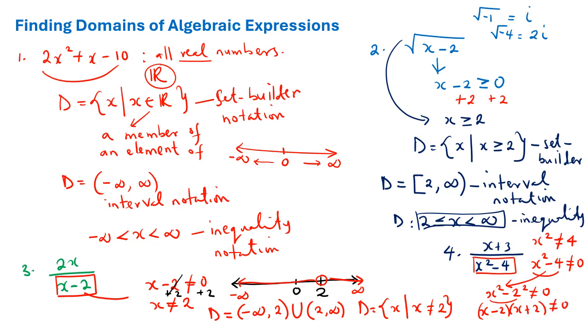What that tells me is that x minus 2 is not equal to 0, and x plus 2 is not equal to 0. This is how I want my domain to be. So I'm now going to avoid 2 numbers, which means I do not want x to equal 2, and I do not want x to equal negative 2.